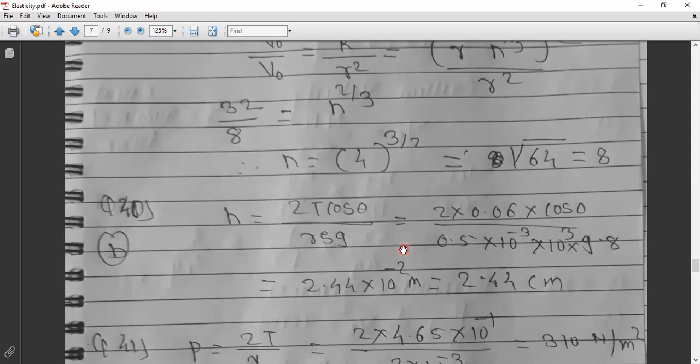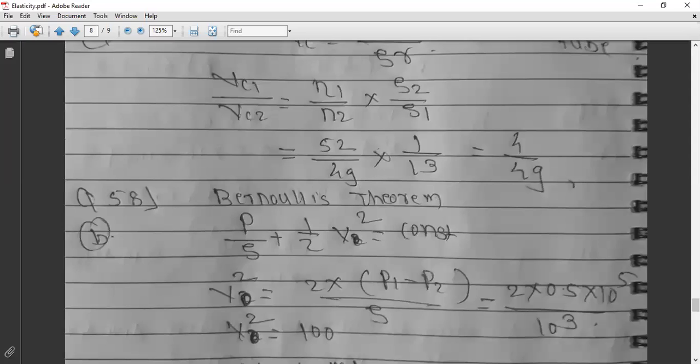The radius of this water drop is given: 1 millimeter is the diameter, so its radius is 0.5. The density of water is 10 raised to power 3, and this is the conversion of millimeter into meter. Then the g value is 9.8. Simplify it, we get 2.44 centimeter. So for question number 40, the correct option is option number B.